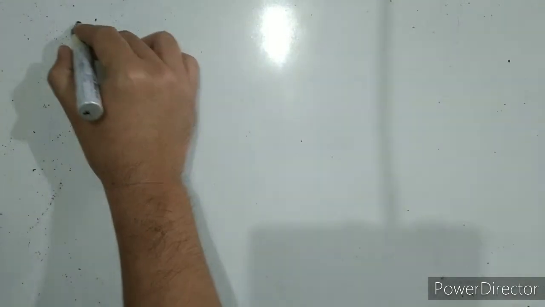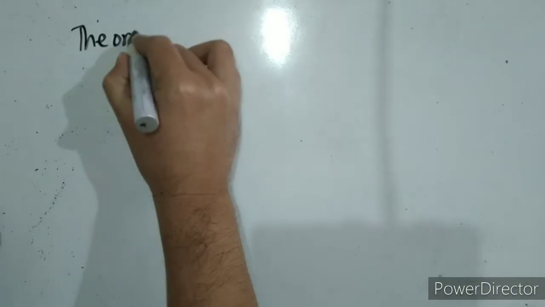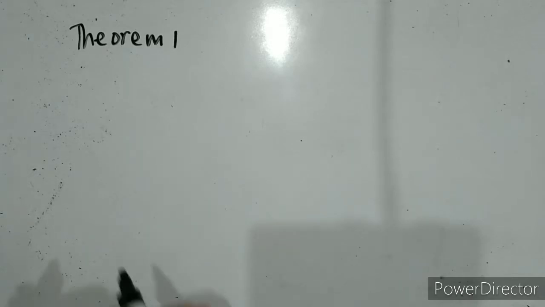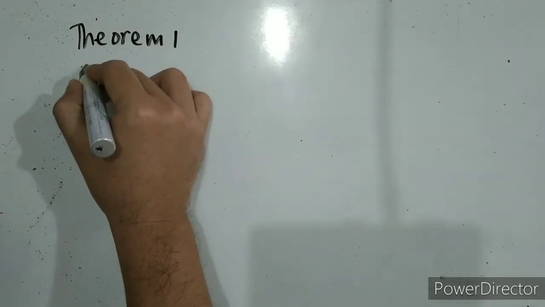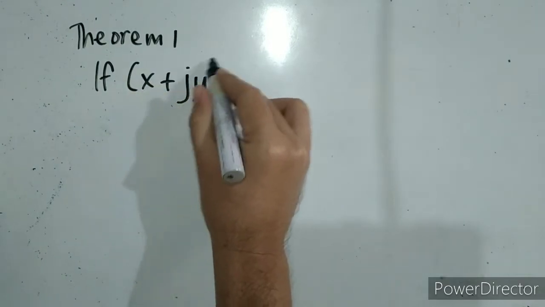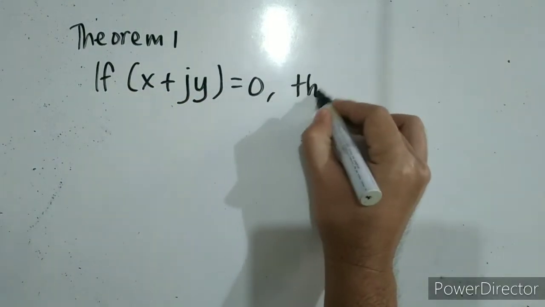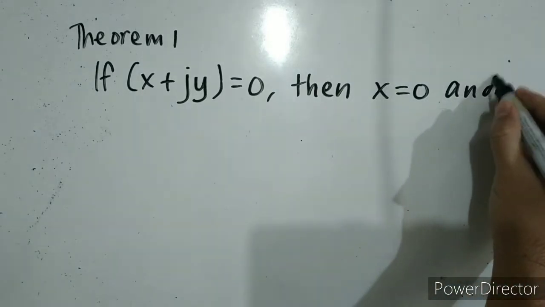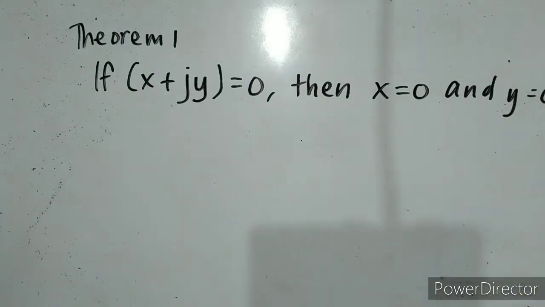Okay, so Theorem 1 of complex numbers states that if a complex number is equal to 0, then its two terms are equal to 0. Its real part and its imaginary part are equal to 0. So Theorem 1 states that if x plus jy is equal to 0, then it follows that x is equal to 0 and y is equal to 0.